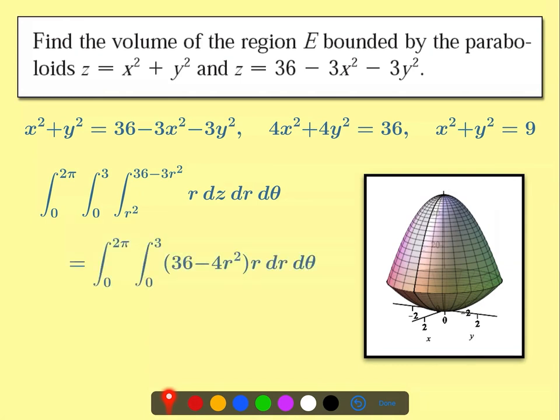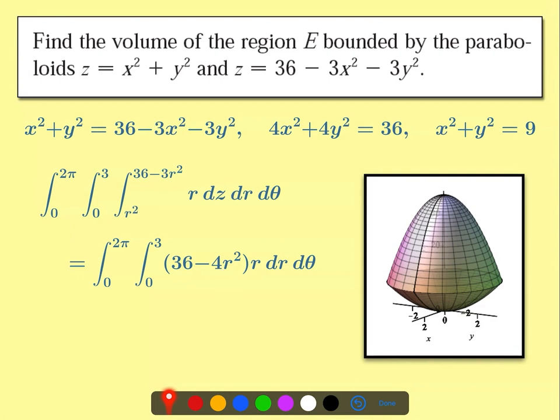We can evaluate it now. We integrate r as a constant, z, so we just get an r times z here, and we're evaluating z from r squared to 36 minus 3r squared. So the r I just kept here, but the z going from here to here, I take 36 minus 3r squared minus r squared, and that gives me 36 minus 4r squared. So now I want to integrate this. So I have 36r minus 4r cubed.